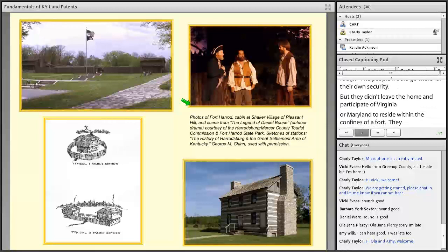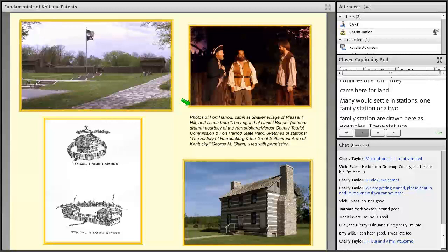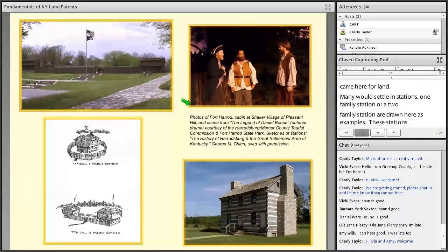Many would settle in stations. A one-family station or a two-family station are drawn here as examples. These stations will become the beginning of our communities. You're going to see McConnell Station.